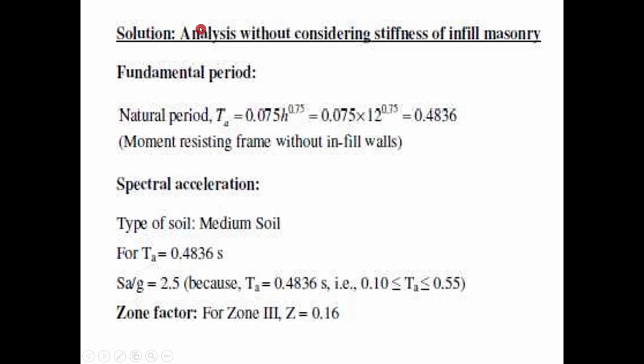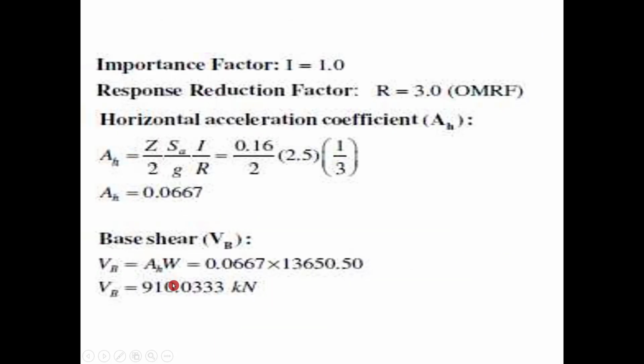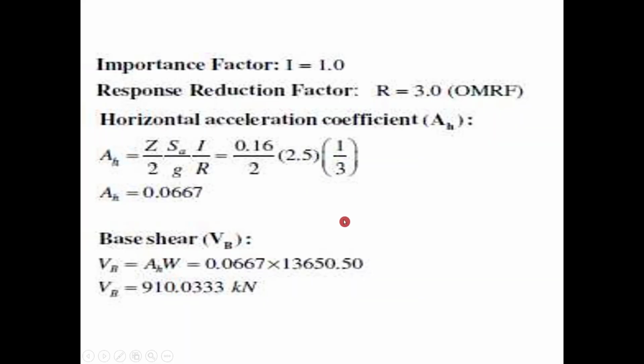So this is the analysis without considering the stiffness of infill masonry. The only change will happen in the natural time period. When you are accounting infill masonry, the equation will change, so this has a new equation, and the value will change. Then this value and also the type of soil are taken for finding the Sa by g value. This value will change, and then nearly the other values will change accordingly. That's about the problem on the equivalent static load method. Thank you.